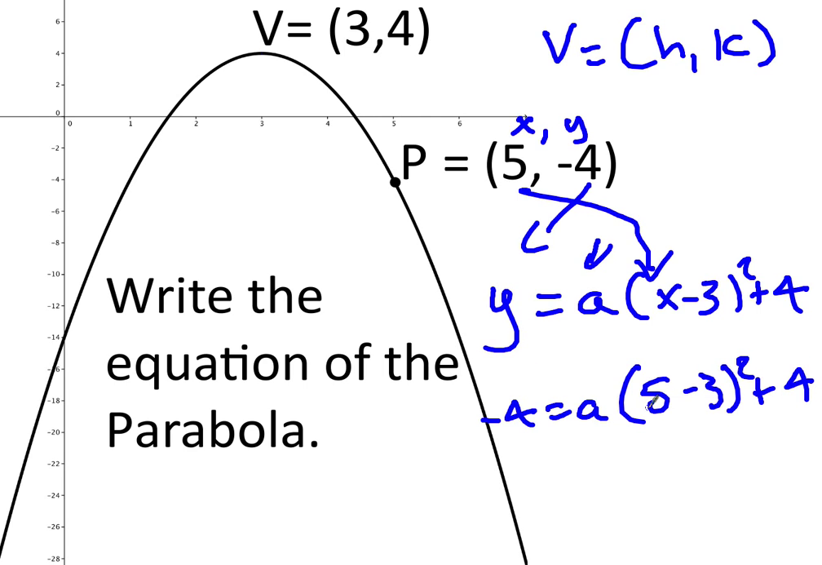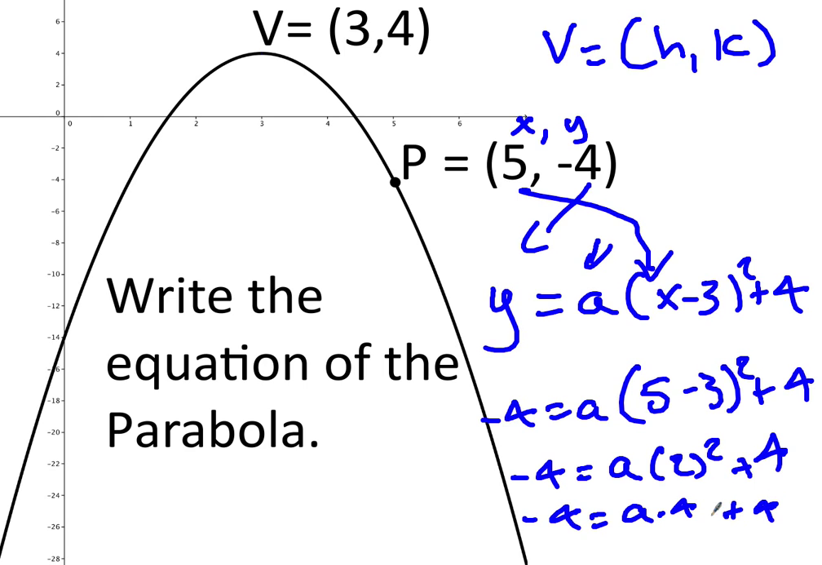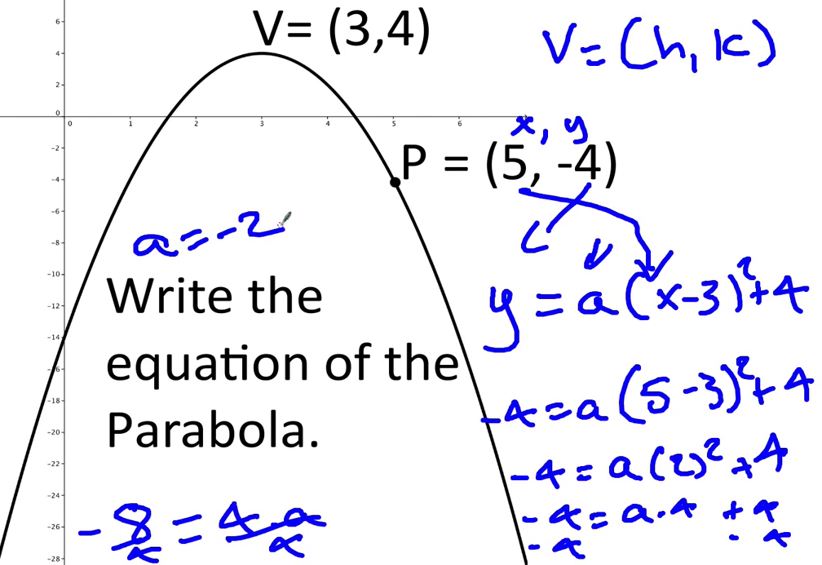And now if I solve this for a, I'll have my a value. Negative 4 equals a times 2 squared plus 4. So negative 4 is equal to a times 4 plus 4. If I subtract 4 from both sides, I'm going to write over here, I'm running out of space. I get negative 8 on the left side is equal to 4 times a, or a times 4 on the right side. So if I divide both of these by 4, I get a equals negative 2.